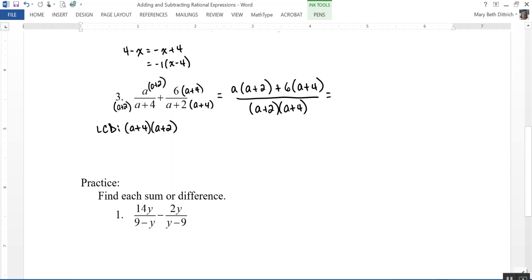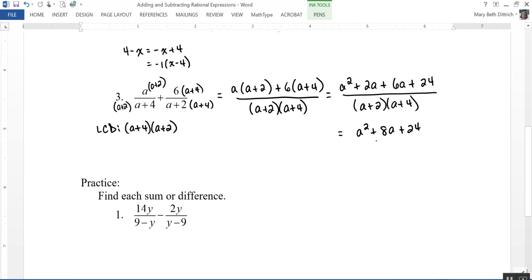So let's just go ahead and distribute on the top. A squared plus 2a plus 6a plus 24 over a plus 2 times a plus 4. And all that's left is to combine like terms. A squared plus 8a plus 24 over a plus 2 times a plus 4.